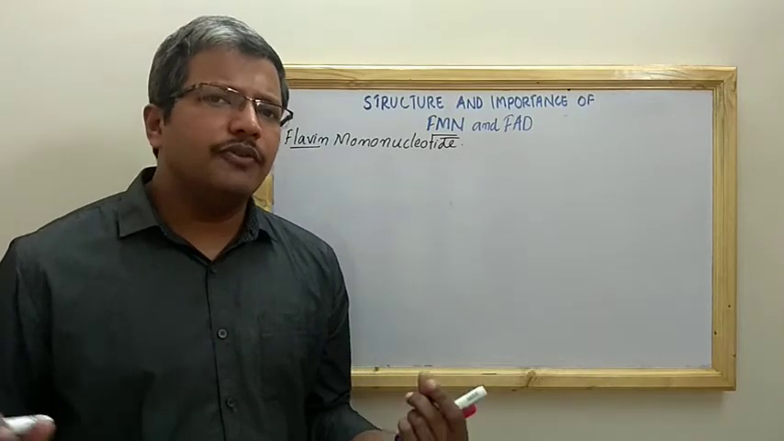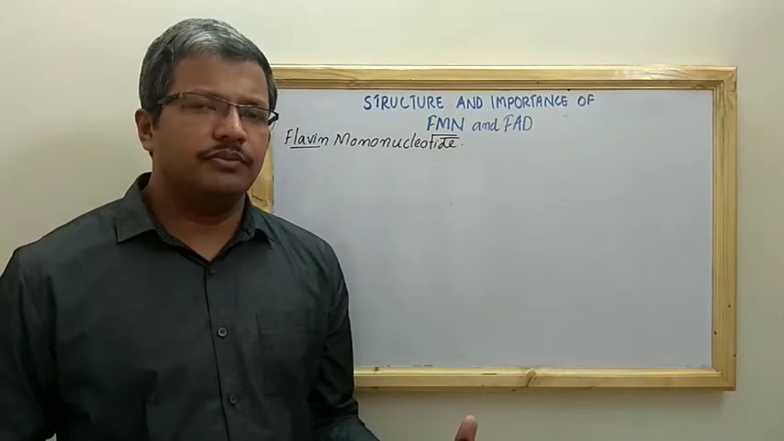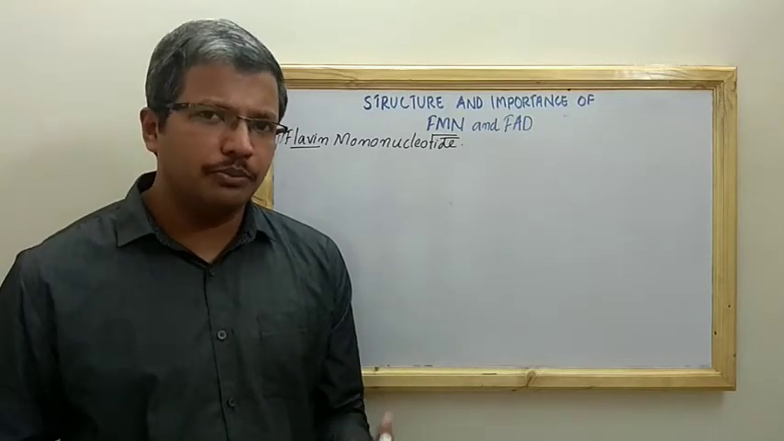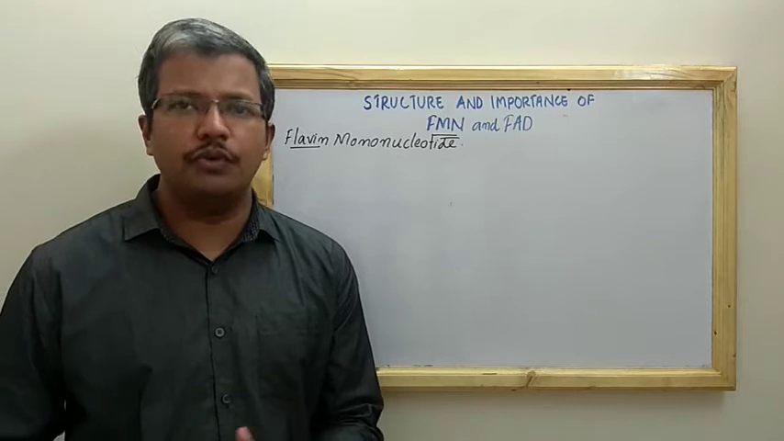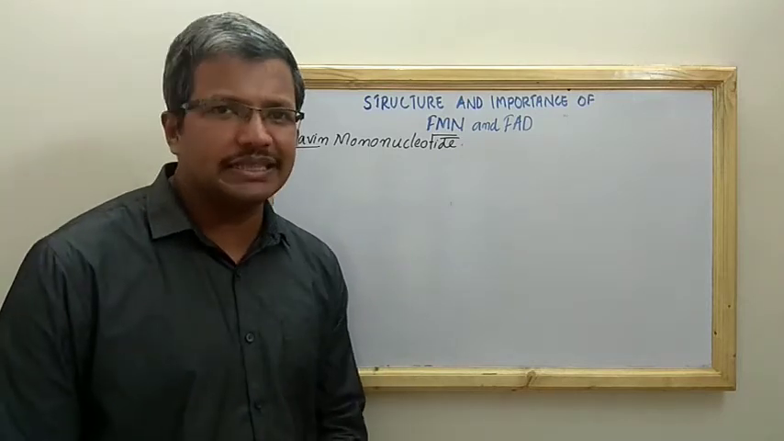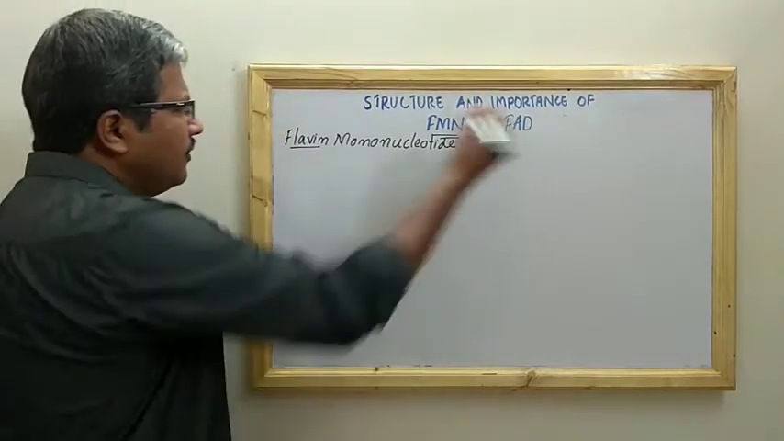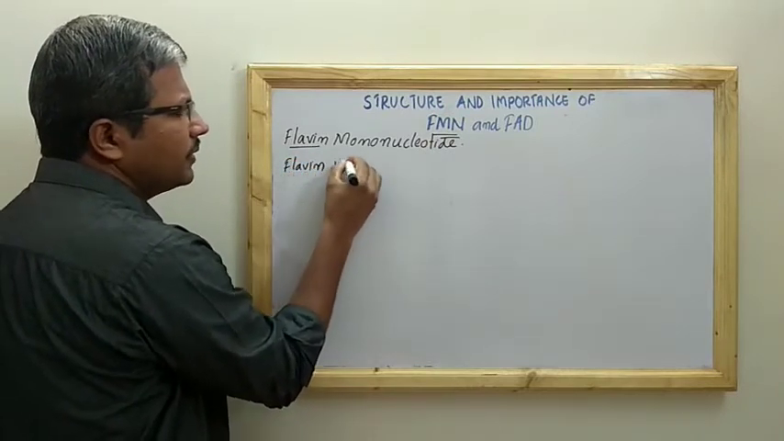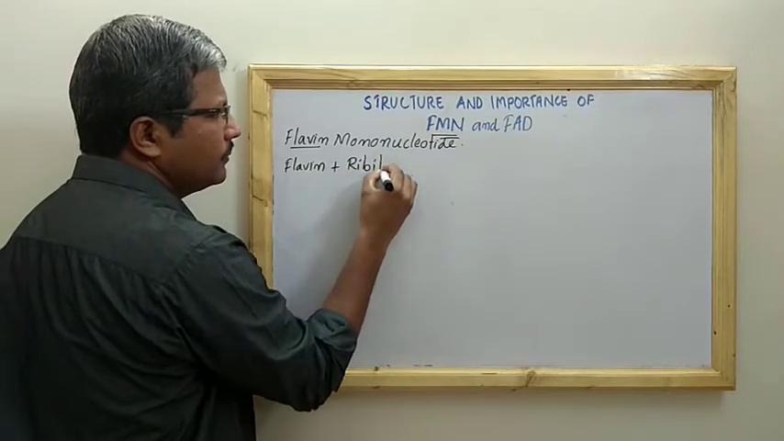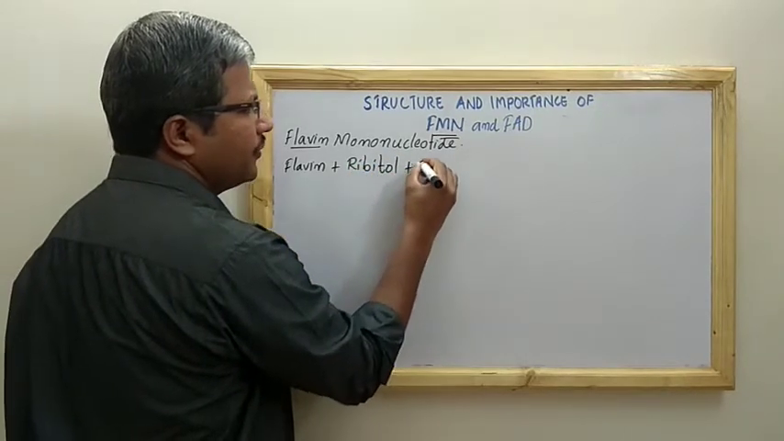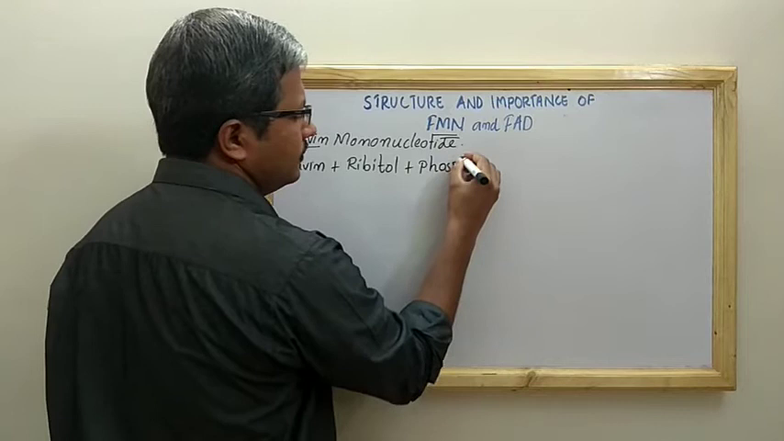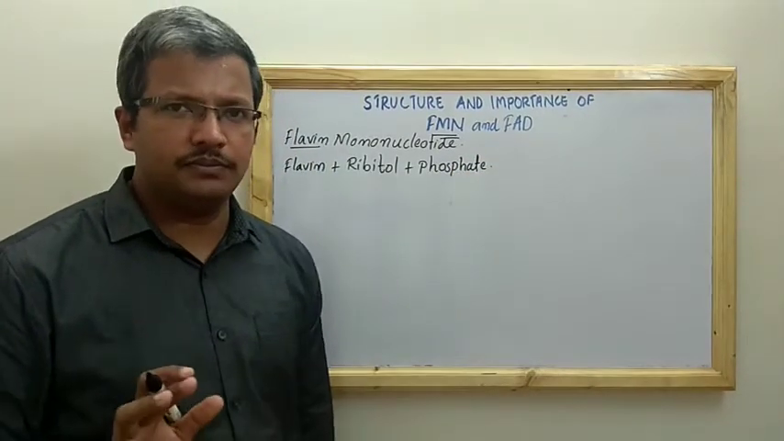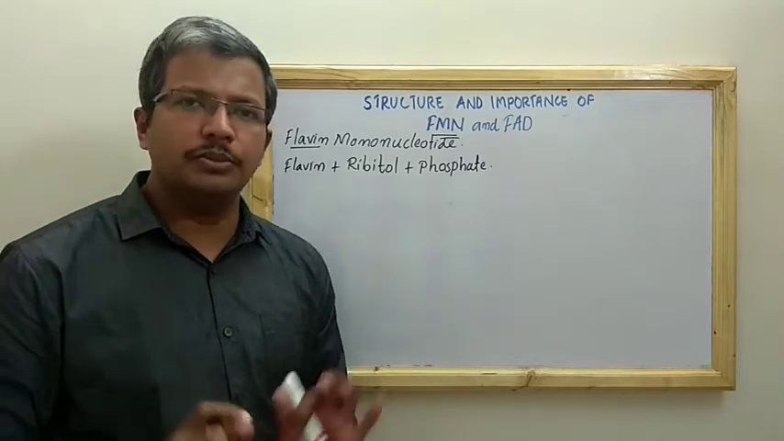Now the riboflavin is not in the exact form. It will be in the derived form only, and also ribose sugar will not be in the ribose form, instead it will be in the ribitol form. Phosphate group will be exactly the same. So it contains flavin plus ribitol plus phosphate. Don't worry about ribitol. It is similar to ribose only.